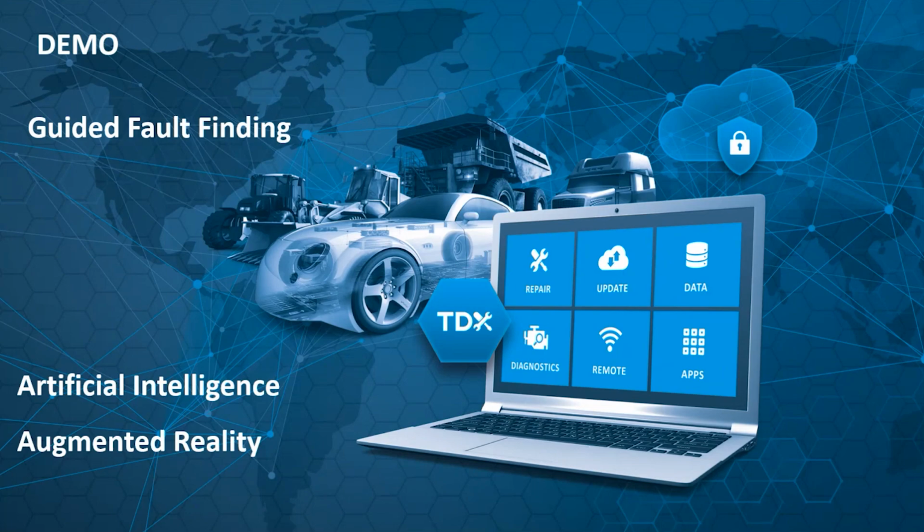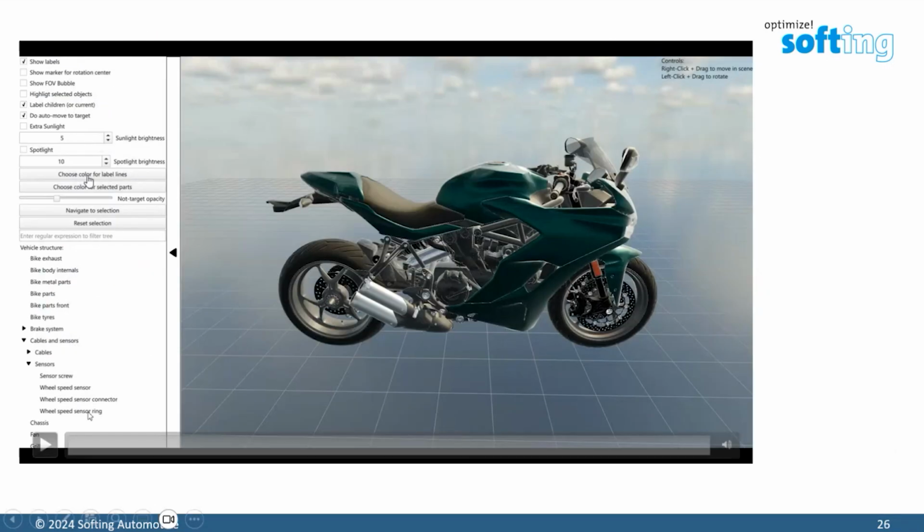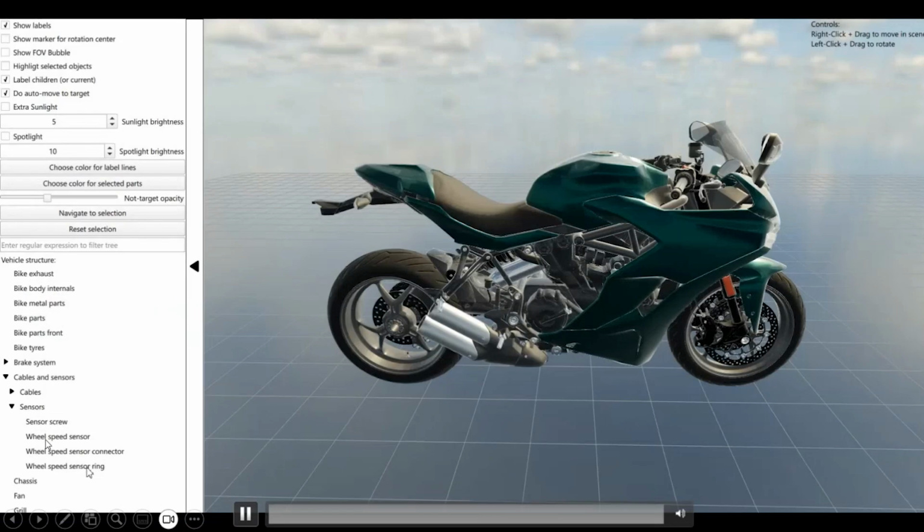This will be presented by my colleague Olivier Socha. He is actually product manager at Softing Automotive Electronics. He comes with a master's degree in international logistics and a bachelor in foreign trade. And in the past, he worked for companies like BMW and Rolls-Royce, Ferrari, and Porsche, mainly in the marketing field. Okay, so I start the video and Olivier is already online. Olivier, the stage is yours and the video is here.